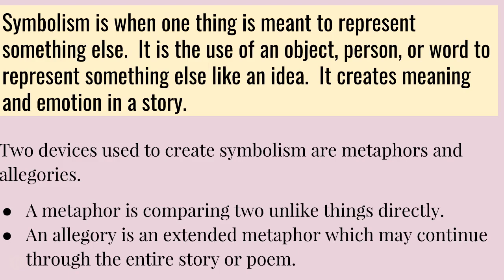Symbolism is when one thing is meant to represent something else. It is the use of an object, person, or word to represent something else like an idea. It creates meaning and emotion in a story. Two devices used to create symbolism are metaphors and allegories. A metaphor is comparing two unlike things directly. An allegory is an extended metaphor which may continue through the entire story or poem.